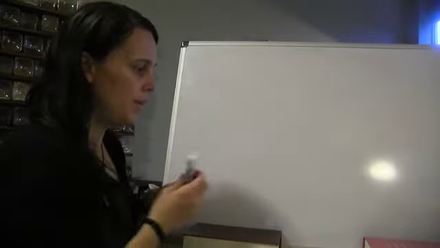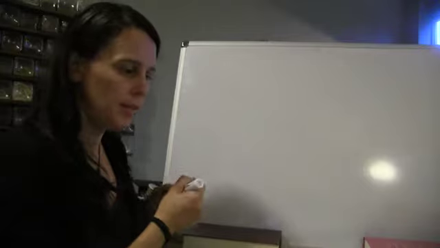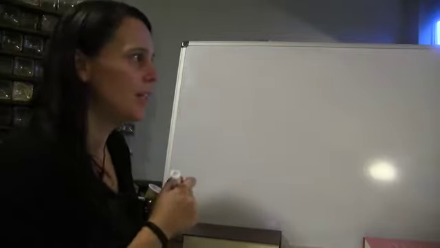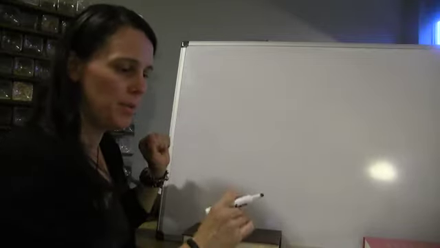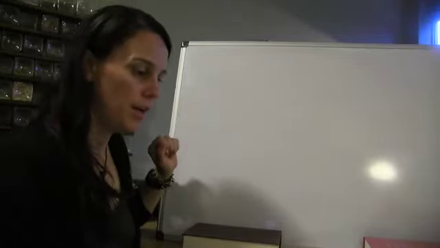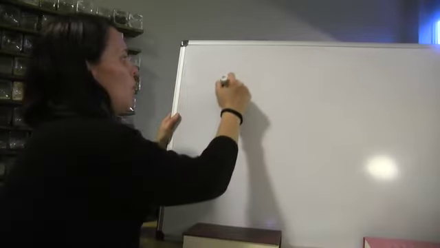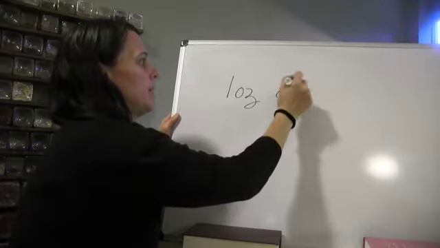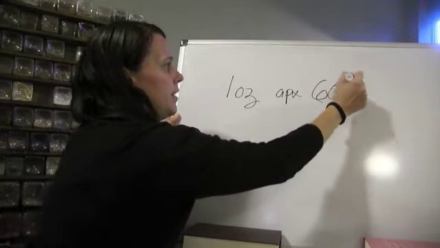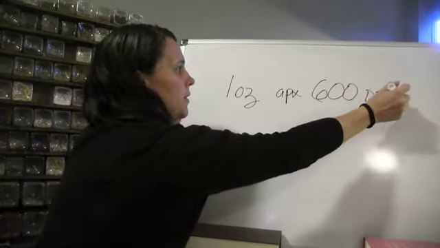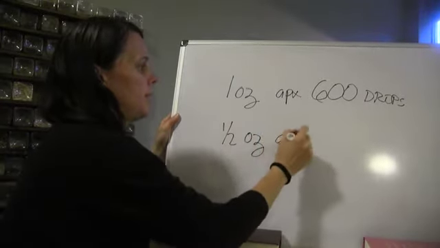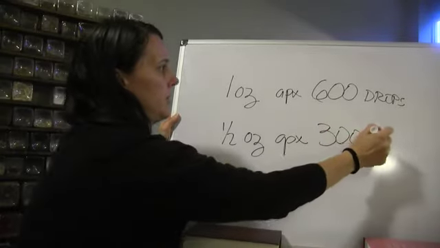This is just a good thing to know to understand the math that we're about to do. I didn't learn this until later, and I never quite understood a piece of the math that we're about to do because of this. So I'll go ahead and tell you right off the bat. Okay, 1 ounce is approximately 600 drops. So half an ounce is approximately 300 drops.